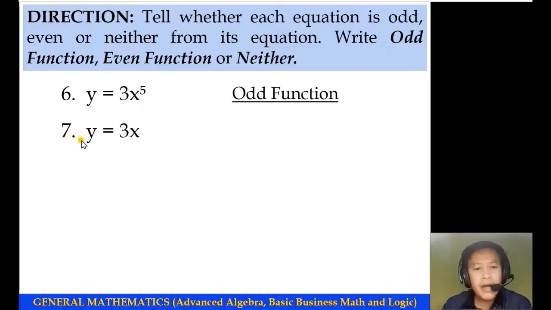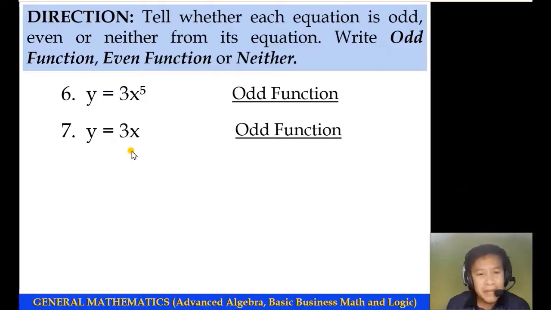Number 7, y is equal to 3x, and this is a linear function and the degree is 1, and since we have only one term here, this is an odd function because the graph of this particular function is a line passing through the origin and the slope is positive. Therefore, we can consider that half of the line is symmetric with that half of the line below the x-axis.